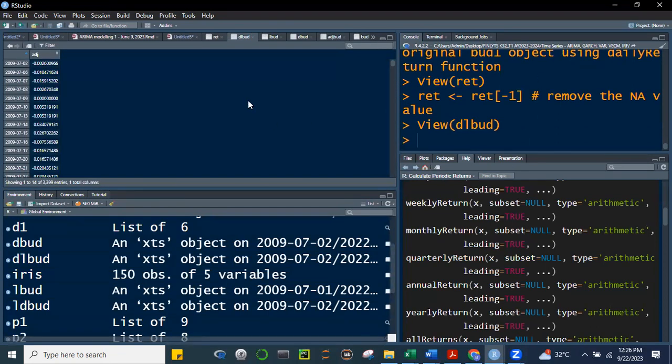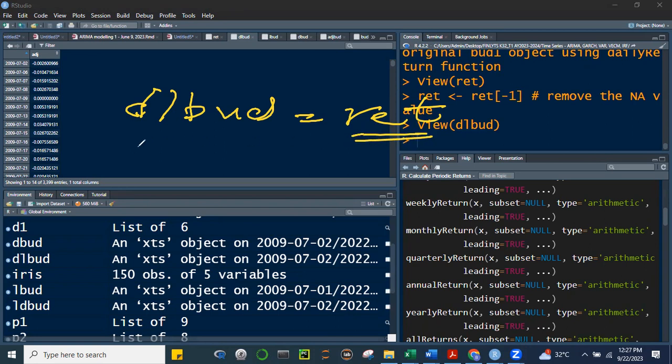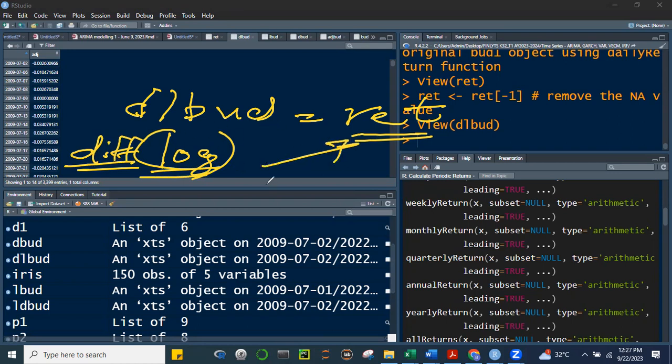Okay, how does the DLBUD data compare, class, to DBUD? Sir, they're the same po. Yeah, oo. And also the RET data. They're exactly the same. Okay? So please, class, this is important for us finance students: when you're getting the returns of the data of your time series, you're actually getting the log, and then after getting the log, you get the difference. Mathematically, it's easily shown that the difference of the log data is actually the returns of the data.